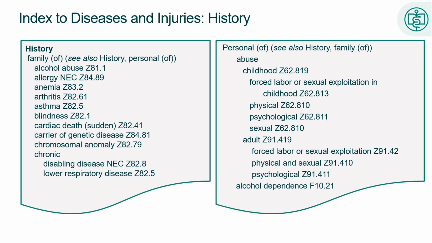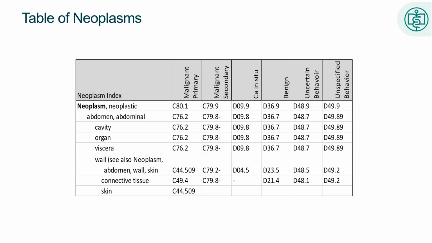The ICD-10-CM Alphabetic Index to Diseases and Injuries is listed in an indented structure. Be very careful in looking at the alphabetic index to be sure you are selecting the correct code from the indentation format. See the example of history from the ICD-10 index. Note the difference between family history and personal history. The table of neoplasms is presented next.